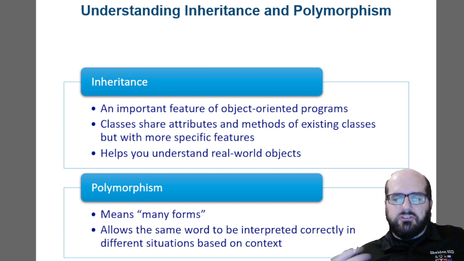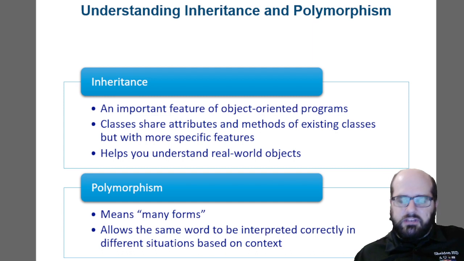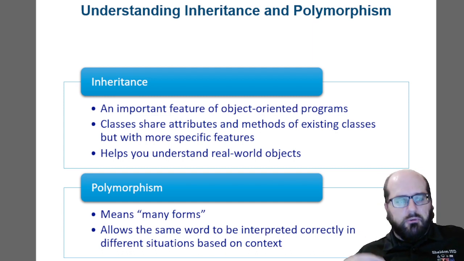This gives us an understanding of polymorphism. And the idea is that one particular object may have many forms. There are many forms of animals in the world. It allows that same word to be interpreted correctly in different situations based on context. A dog is an animal, a human is an animal, a gorilla is an animal. We are animals because of certain things, but animals have many forms.